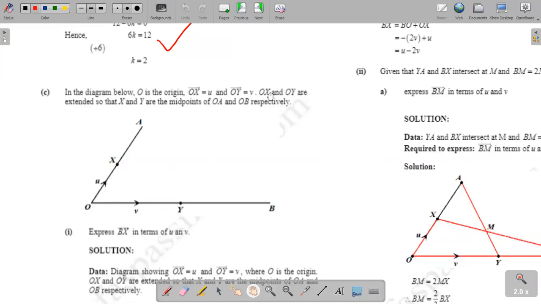Now look at this. OX and OY are extended so that they are midpoints of OA and OB. What does that mean? What can I label here then? This could also be labeled what?